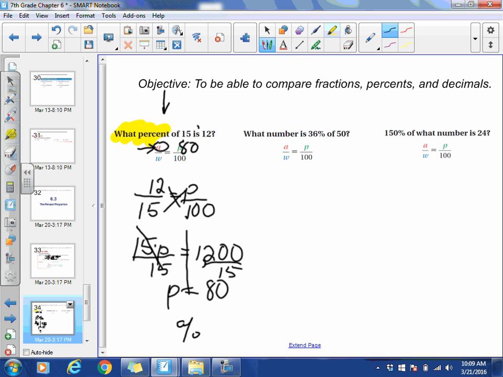All right, 80 out of 100. And the question asks what percent. So you can't just write 80. You have to write 80% because the question asked for the percent. Let's move on to this one right here.